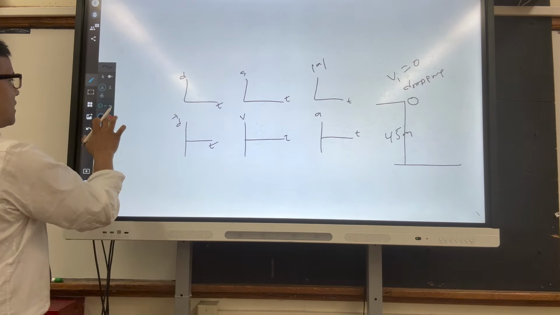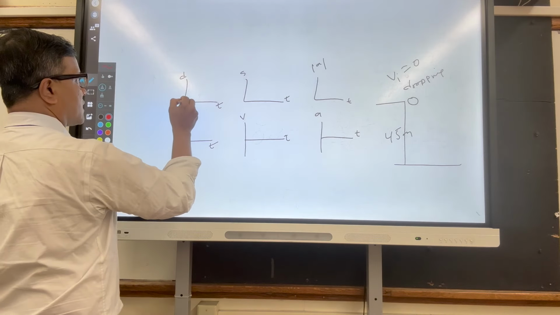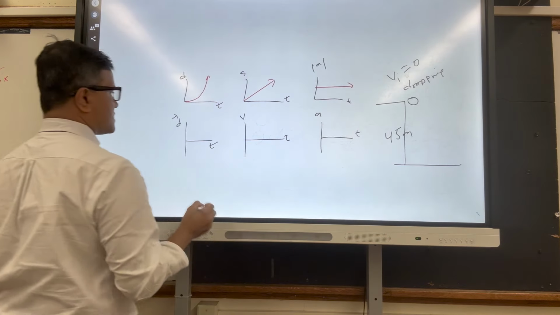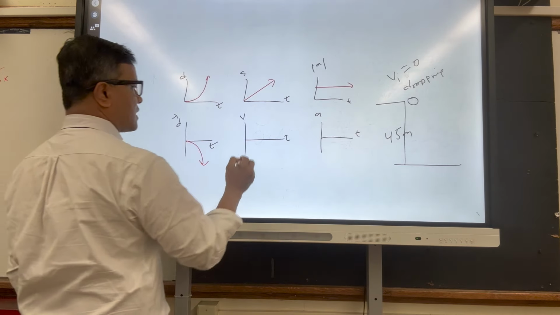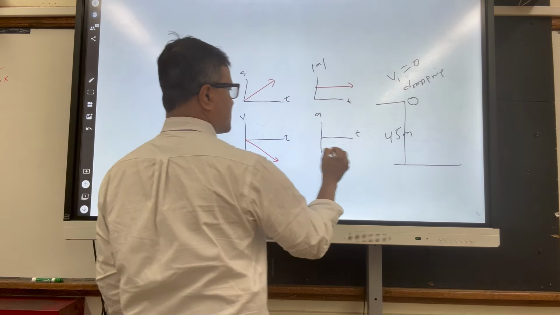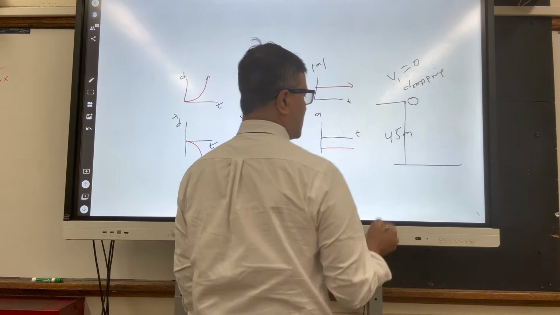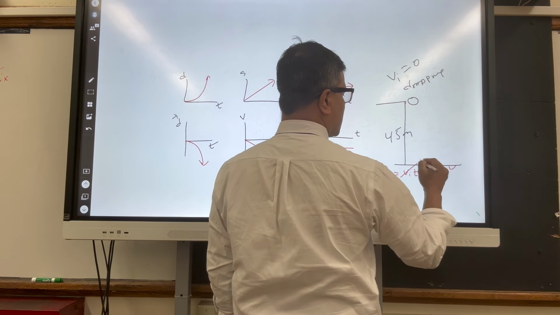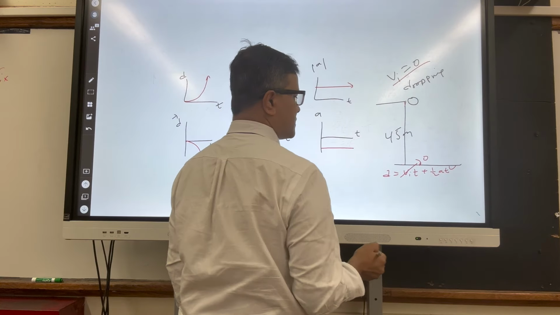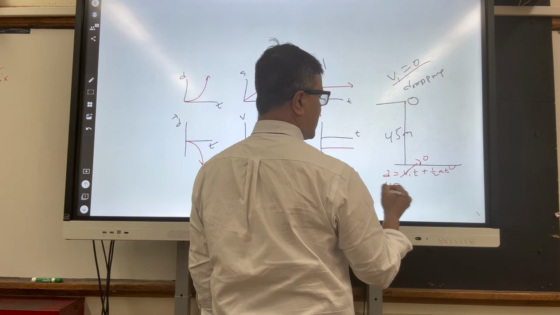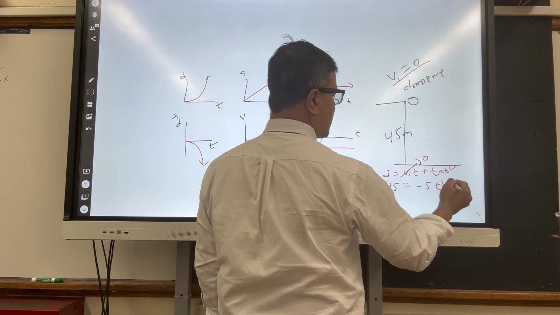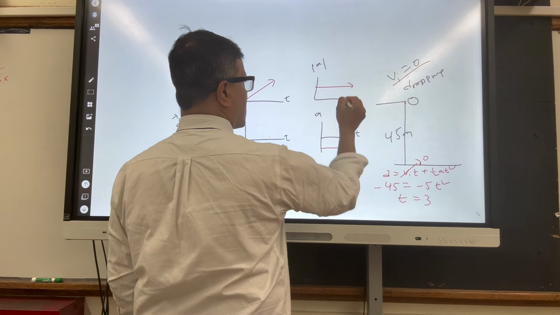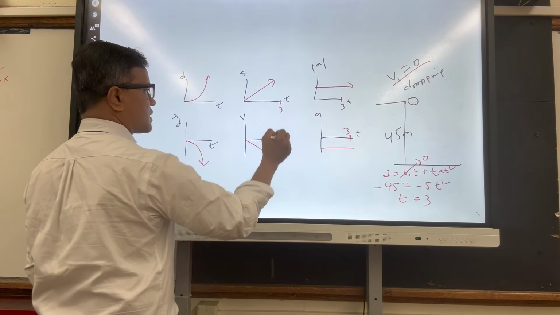So how should dt look like? St, at, displacement versus time, velocity versus time, acceleration versus time. How long does it fall? Well, d is equal to Vit plus half at squared. Vi is 0 because when you drop, initial velocity is 0. So -45 equals negative 5t squared. So t is 3. So the total time is 3.